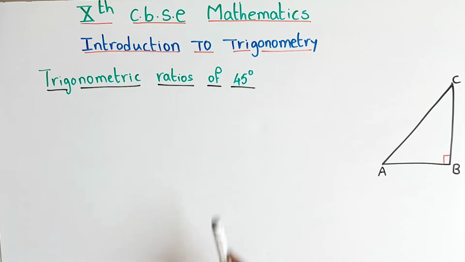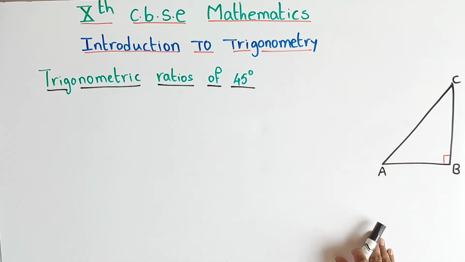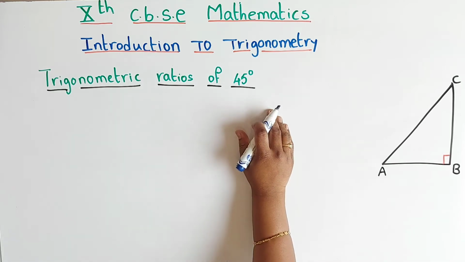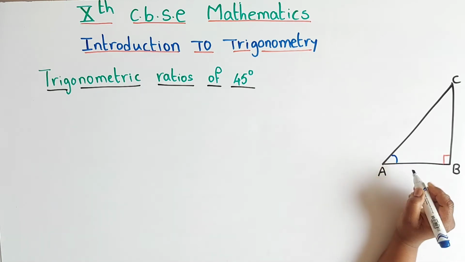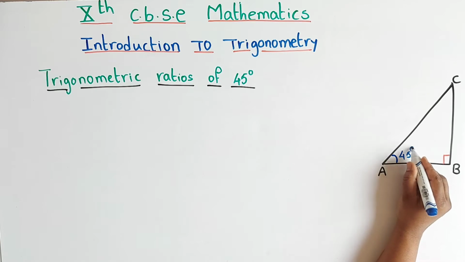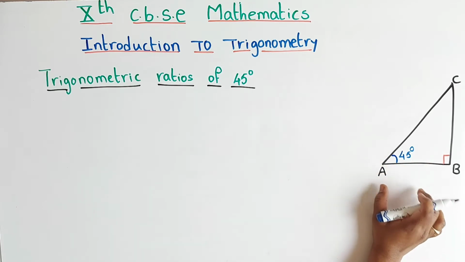Let us start with 45 degrees children. Here, trigonometric ratios of 45 degrees. See the triangle ABC, right angle triangle, right angled at B. So we are finding ratios for 45 degrees. So here I am taking angle A equal to 45 degrees. Right children? This is 90 degrees and this is 45 degrees.